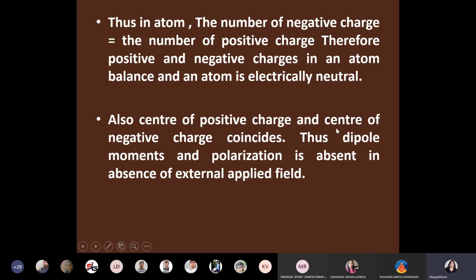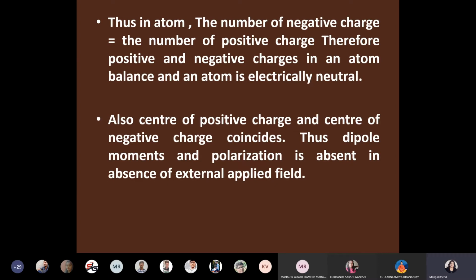So when the center of positive charge and the center of negative charge coincide, the dipole moment and polarization are absent. Because the charge centers coincide, there is no dipole moment and no polarization, and this case happens for dielectric material in the absence of an electric field.